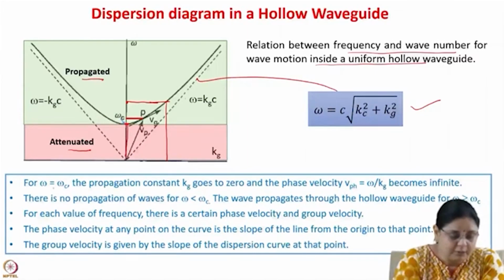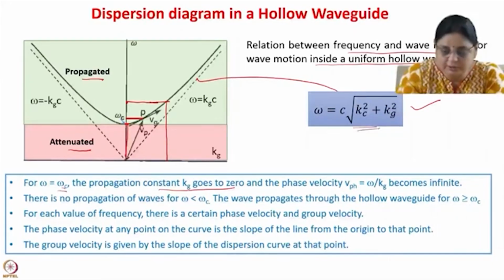We see that for omega equal to omega c, the propagation constant kg goes to 0. You can calculate that from here.